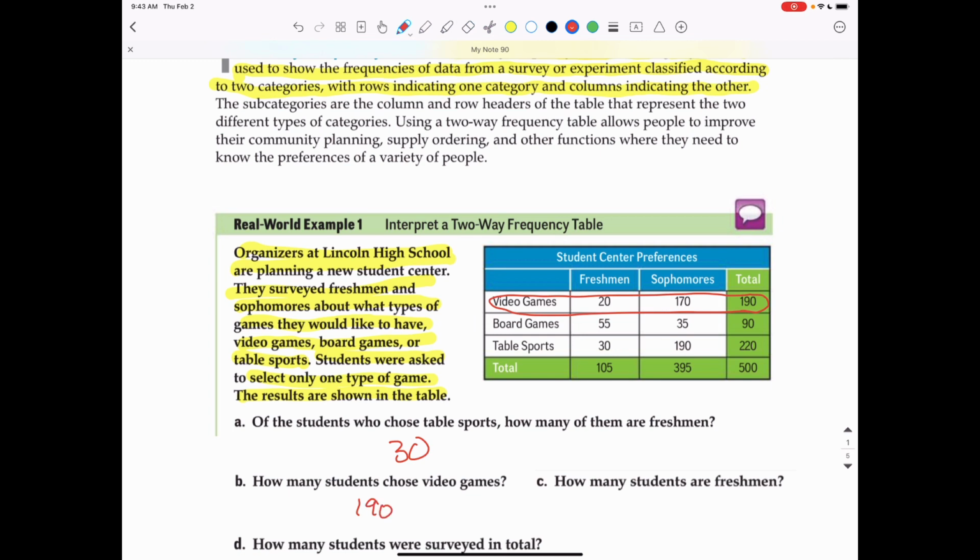How many students are freshmen? The number of students that are freshmen is going to be this column right here. This is all the freshmen. So the total number of students that are freshmen is this total, which is 105.